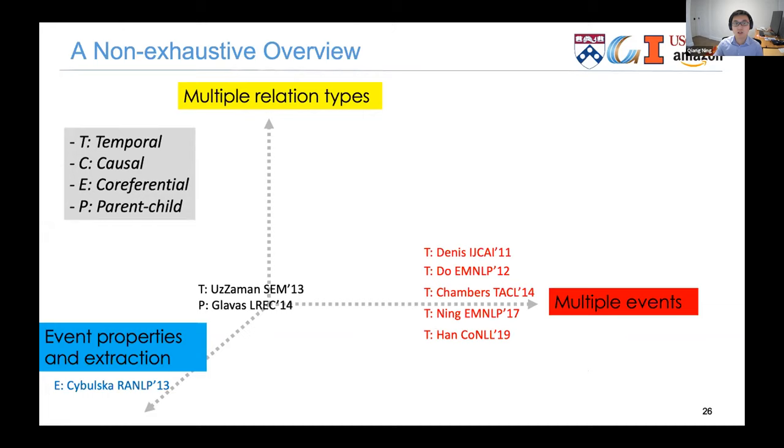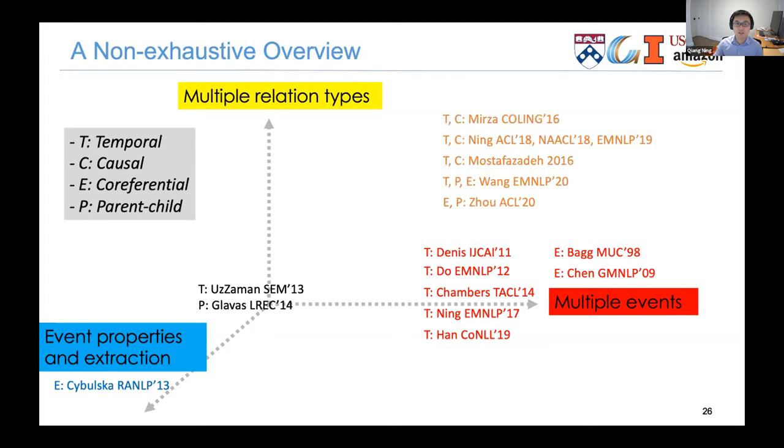There are a lot of works taking into consideration the events that form graphs when handling temporal relationship extraction. The same thing happened when people were handling multiple event coreference relationships. And some other works are handling both multiple events and cross relation types. Here you can see all of the works consider multiple relation types. People are considering both temporal relationships and causal relationships. And people are also considering temporal, parent-child, and coreference relationships, and so on and so forth.